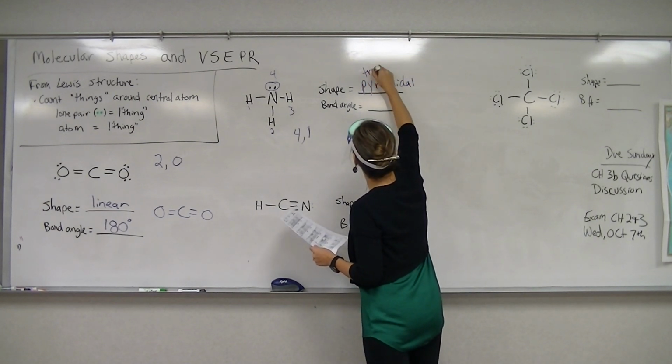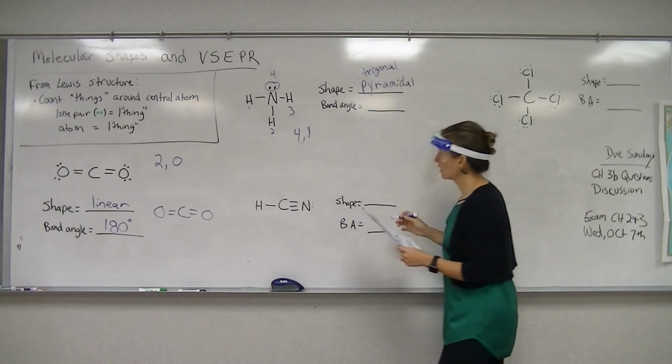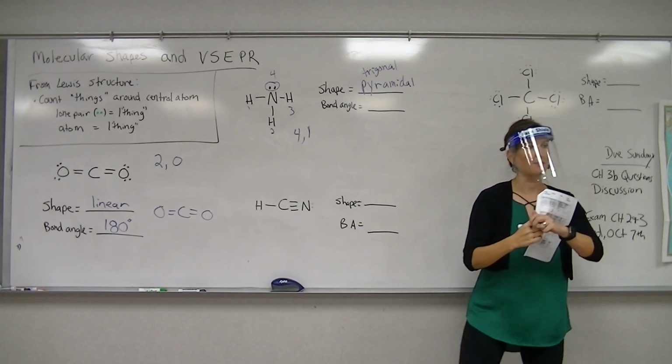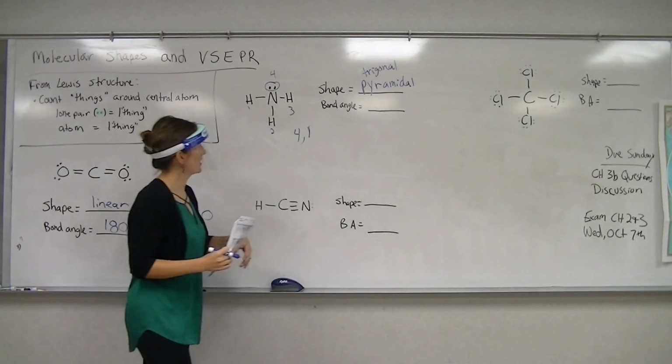Oh, so you don't want us to draw the shape, just label it? You need to draw the shape too, but I'm starting just with the name. We'll draw it down here. That's why I left some extra space.